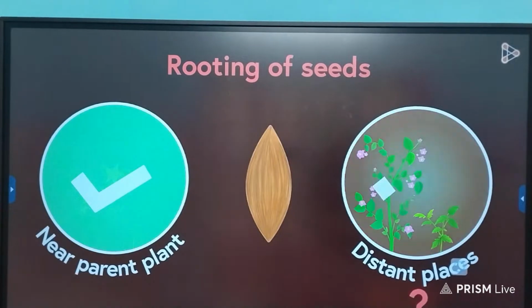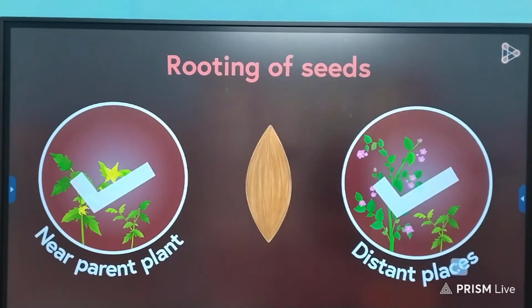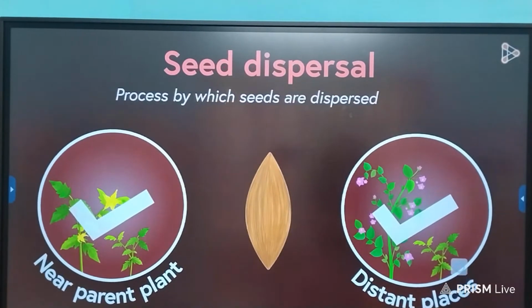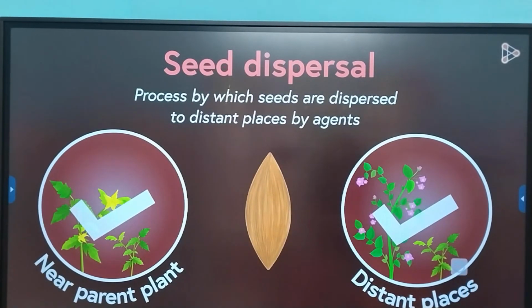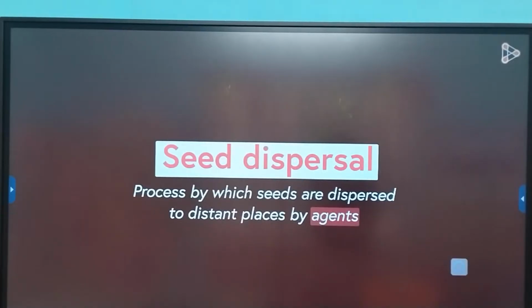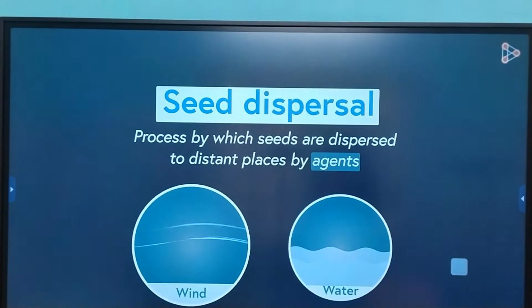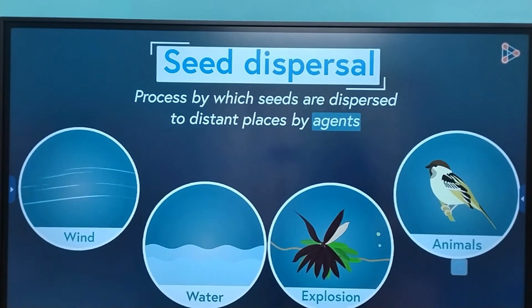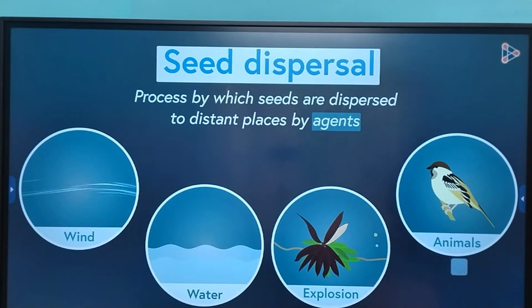Seeds can be dispersed to nearby or distant places as well, all thanks to the process of seed dispersal. The process by which seeds are dispersed to distant places by various agents is known as dispersal of seeds. Who are these agents? Seeds are transferred to various places by factors such as the wind, water, explosion, and animals. These agents make the process of dispersal of seeds easier. Let's now discuss this process in detail.